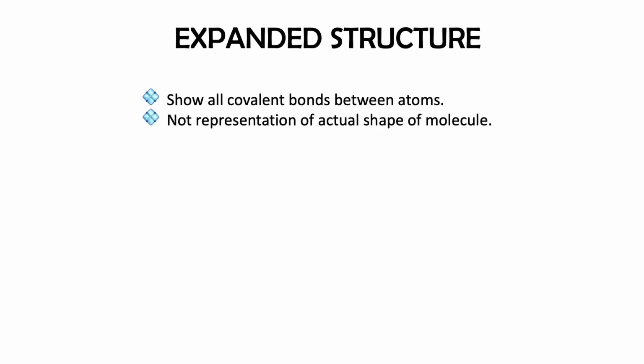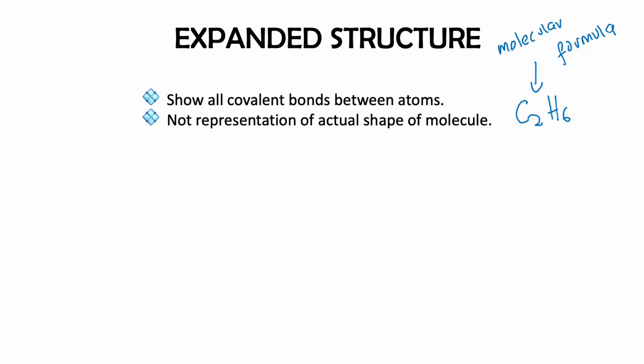For expanded structure, it will show all the covalent bonds. Tapi dia tak semestinya akan tunjuk actual shape of the molecule lah. Now, I give you one example. Madam bagi contoh, kita ambil C2H6. Ni kita panggil molecular formula kan? So this is molecular formula.